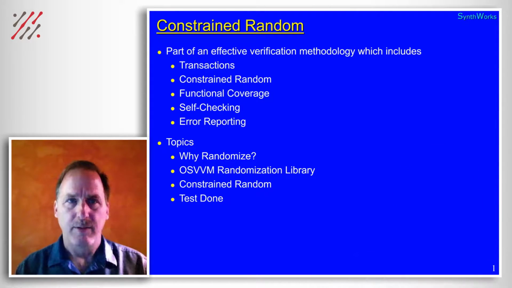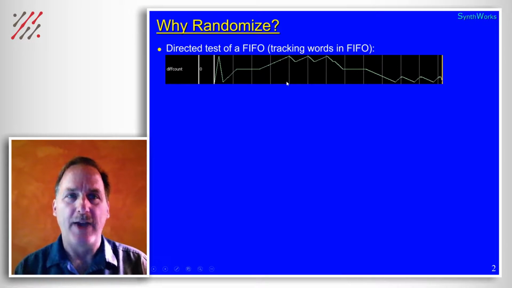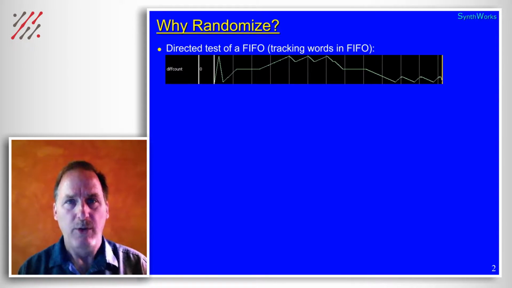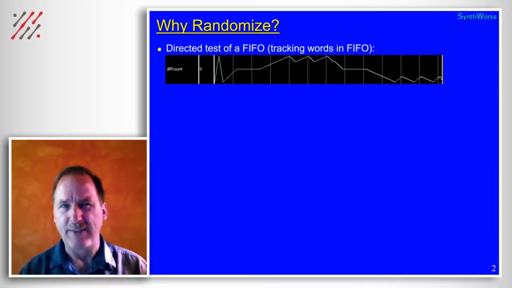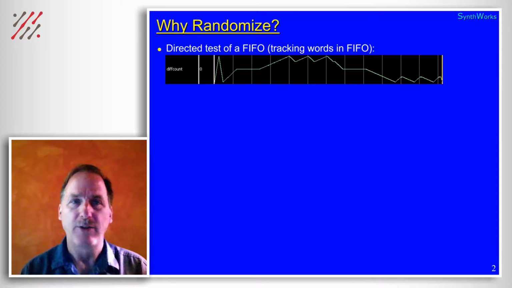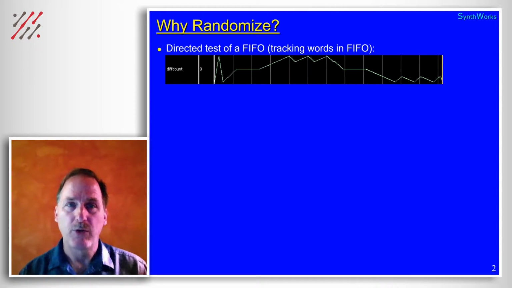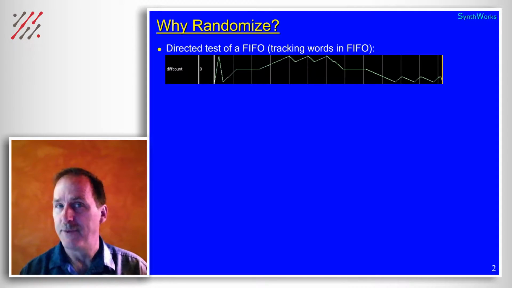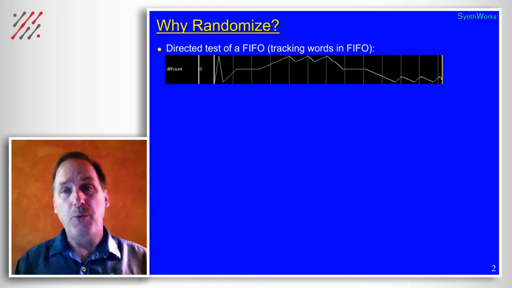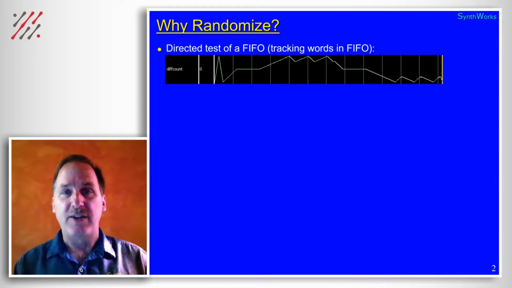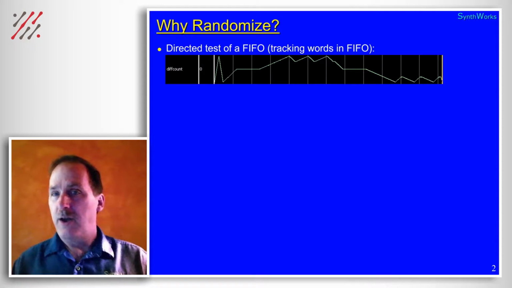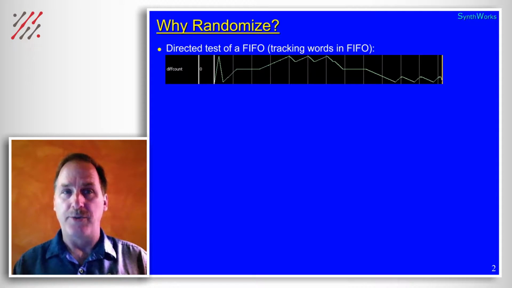Yeah, exactly. Okay, so the first question we should be asking is why randomize? Okay, so let's take a look at a FIFO test. So if we do a directed test of a FIFO and we track the number of words in the FIFO, in fact, that's what this diff count is. Diff count is the number of words in a FIFO. And when we're looking to test a FIFO, we basically want to fill it up, see that it's working, empty it, see that we successfully empty it, put words in it, read and write simultaneously. We want to fill it all the way up and test that we don't overrun it, empty it, and test that we don't underrun it.